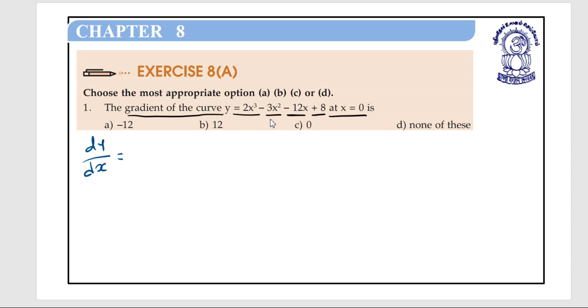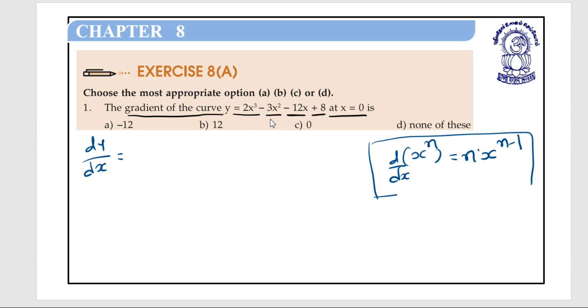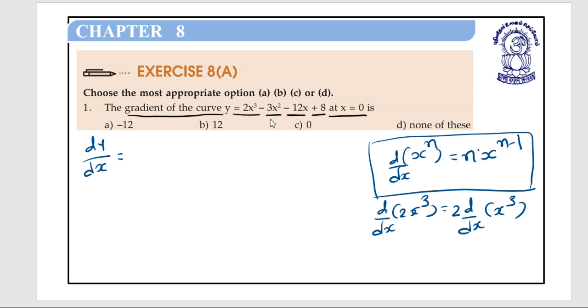So here y is equal to 2x cube. Now d by dx of x raised to n is equal to n into x raised to n minus 1. This is the formula for x raised to n. So here d by dx of 2x cube: 2 is constant. We have to find out the d by dx of x cube.